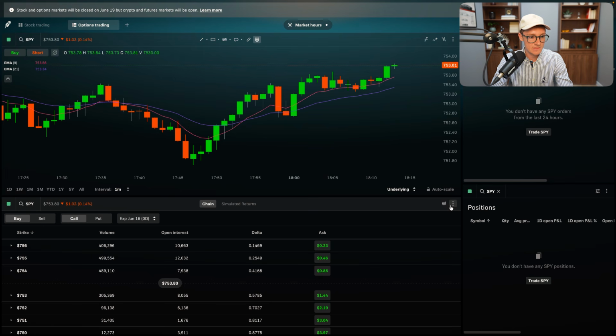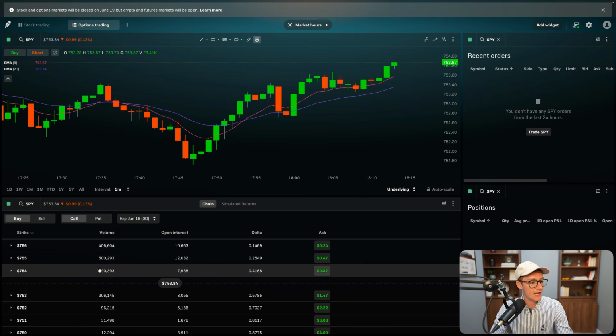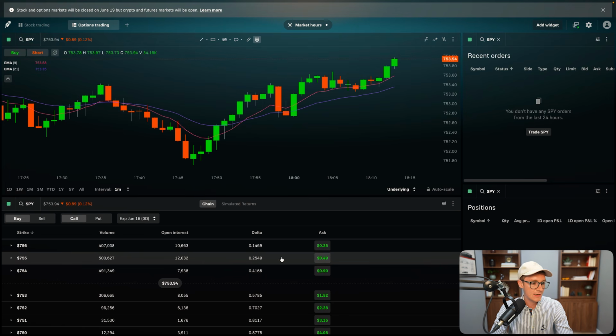Now, if you want to add delta, you can do this on your broker. You're going to go to customize column sets on here, and we're going to add delta. So we're going to want to look for a contract that is 1 to 2 strikes out of the money, or, and ideally both, that has a delta between 30 and 50.